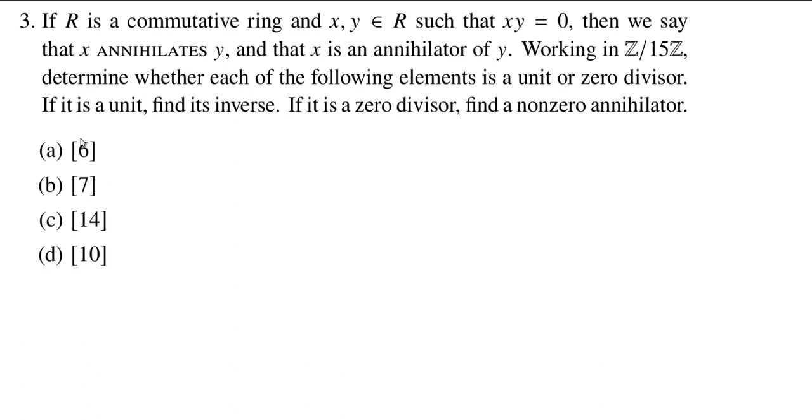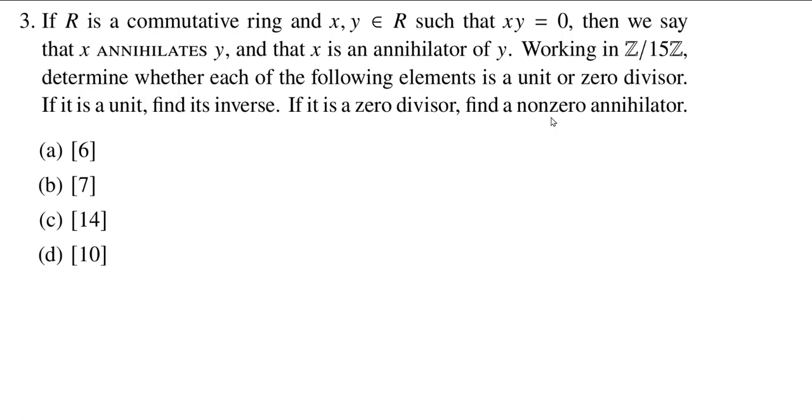Looks like we're using the square bracket notation. We're not abusing notation this time. So we're going to determine whether these are units or zero divisors. If it's a unit, we find the inverse. If it's a zero divisor, we find a non-zero annihilator. If it's a zero divisor, that means it satisfies X times Y equals 0 for some non-zero element, so we definitely can find a non-zero annihilator.